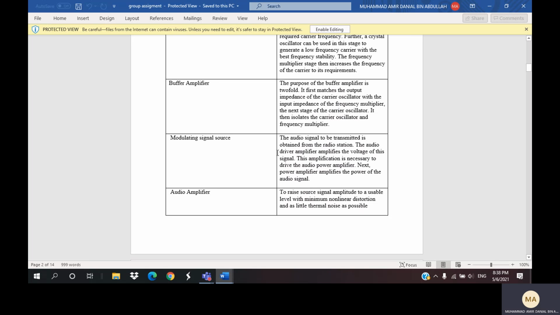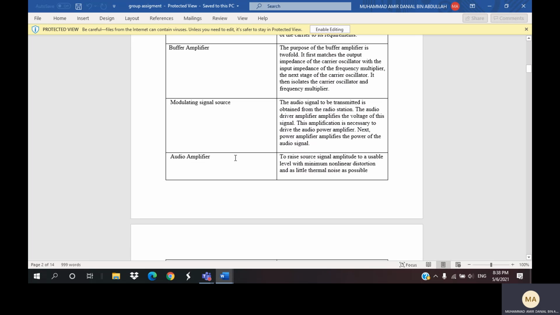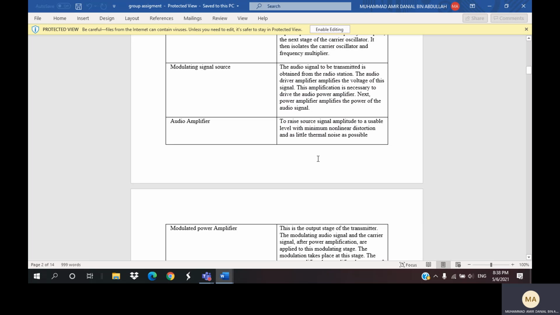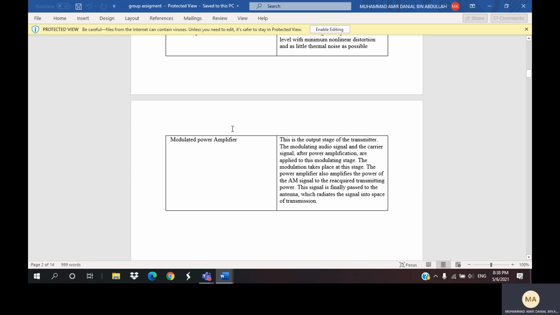Third, modulating signal source. When the audio signal is transmitted into the radio station, the audio driver amplifies the voltage of the signal. This amplification is necessary to drive the power of the audio amplifier. Next, audio amplifier is to raise the source signal amplitude to a usable minimum to prevent the terminal noise and any distortion. And last one, modulated power amplifier.